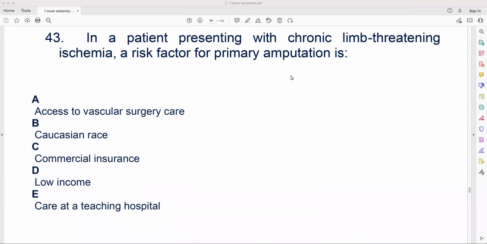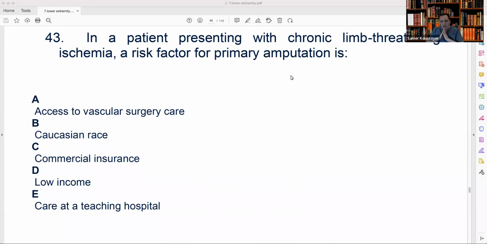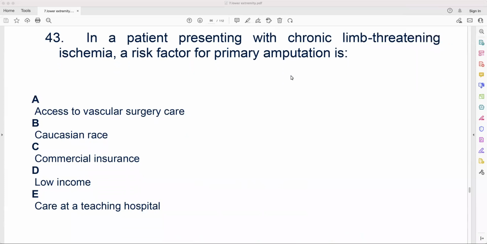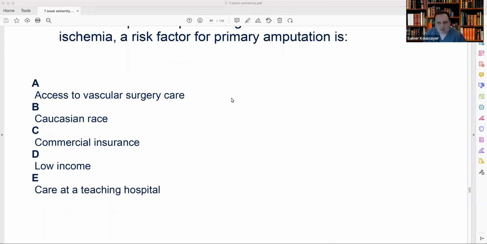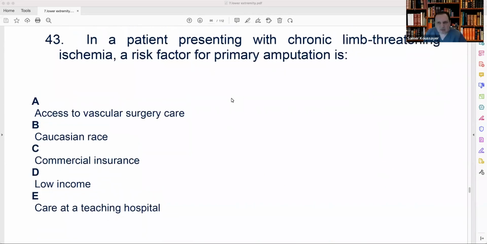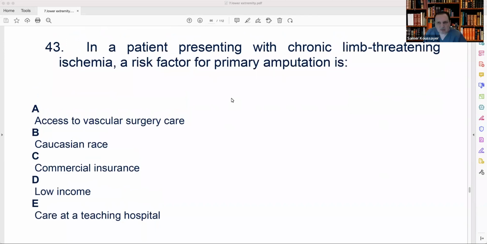In a patient presenting with chronic limb-threatening ischemia, which is a risk factor for primary amputation? This is really a stupid question. I don't think you need to know that. It's not important, but we'll just go through them, though it's not a good question. So what it is saying is in which scenario does the patient have a higher chance of limb loss, amputation, than revascularization?